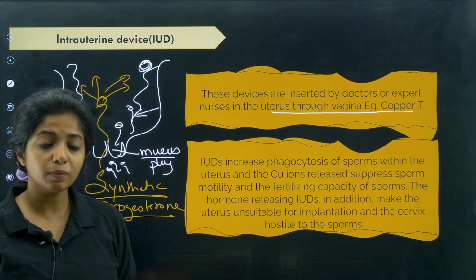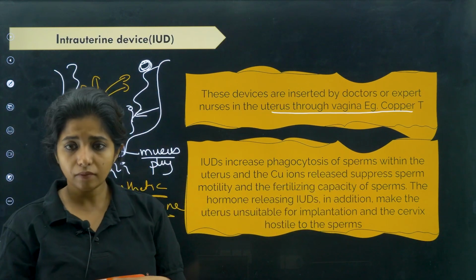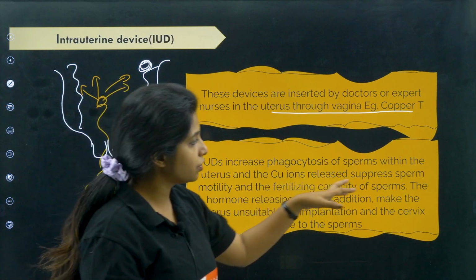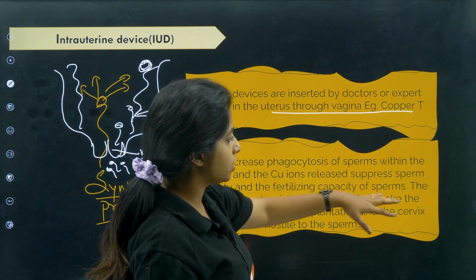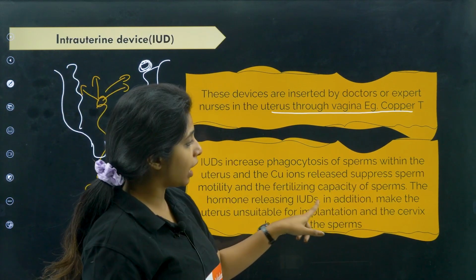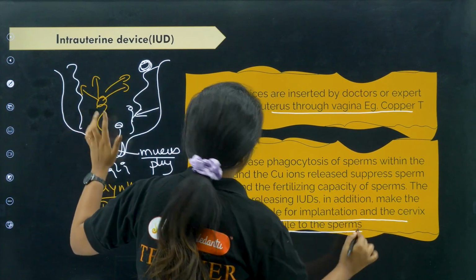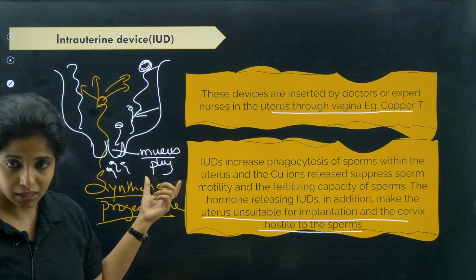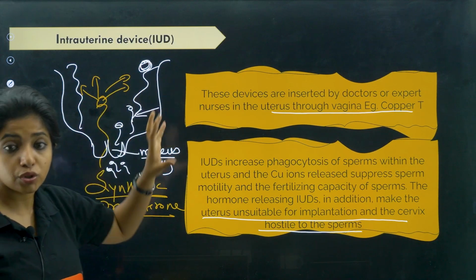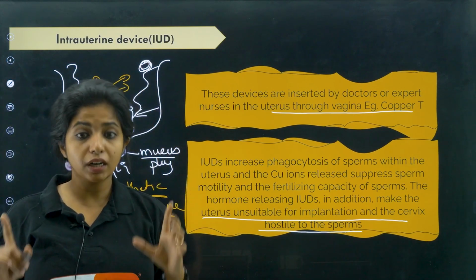What do you mean by phagocytosis of sperm? Basically the sperms are being killed within the uterus, and Cu ions released suppress sperm motility and the fertilizing capacity of the sperm. The hormone releasing IUDs in addition make the uterus itself unsuitable for implantation and hostile to sperms. So this is a very important thing. IUDs, there are different types of IUD.